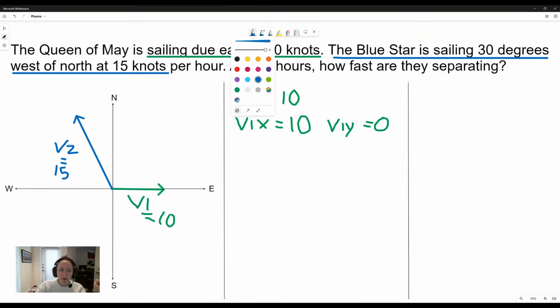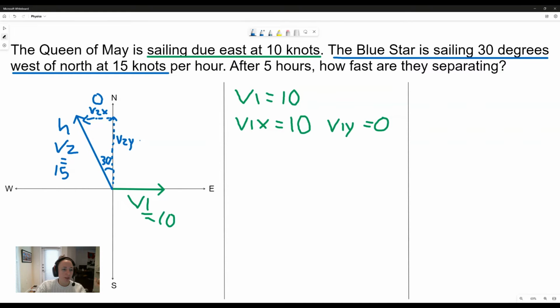But now, what about V2? We know that V2 was 30 degrees. If we break it up into its component vectors, this would be V2y and this one would be V2x. From trigonometry, we know that V2x is opposite the angle, V2 is the hypotenuse, and V2y is adjacent. Using this information, we can write out our trigonometry rules to break V2 up into its components.